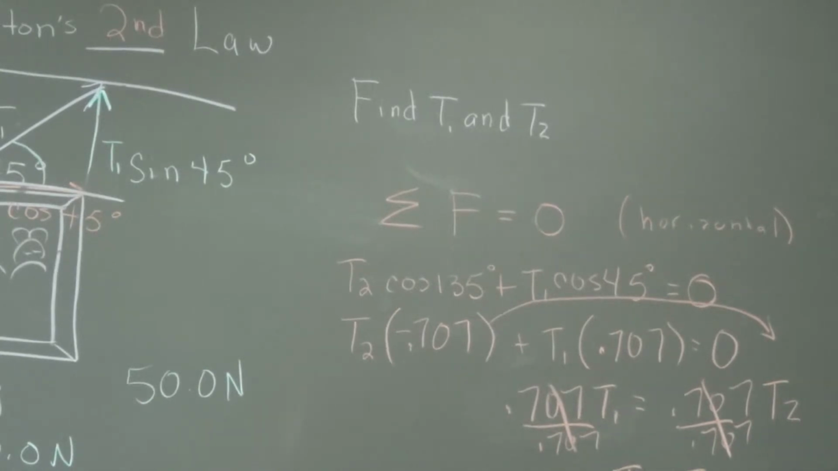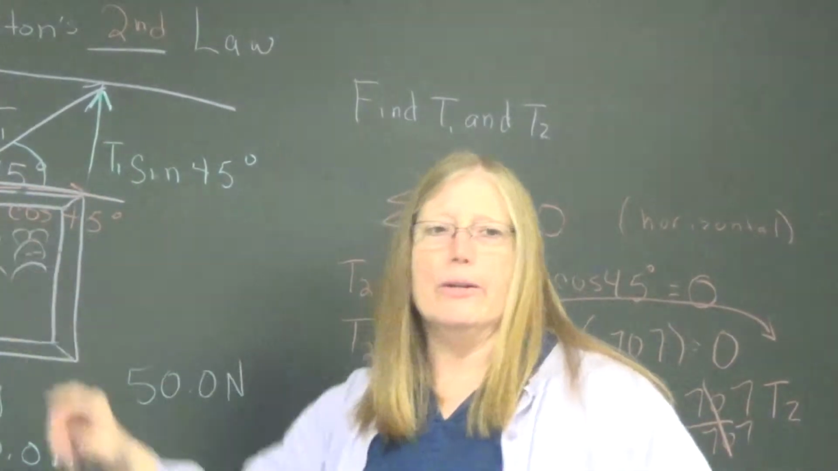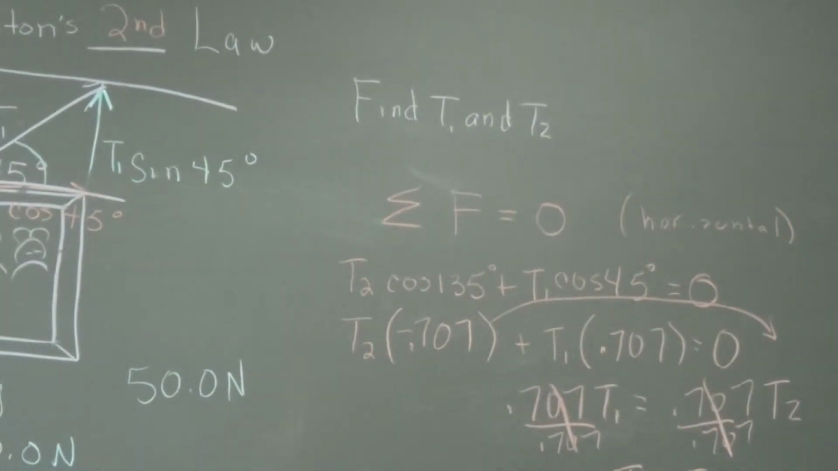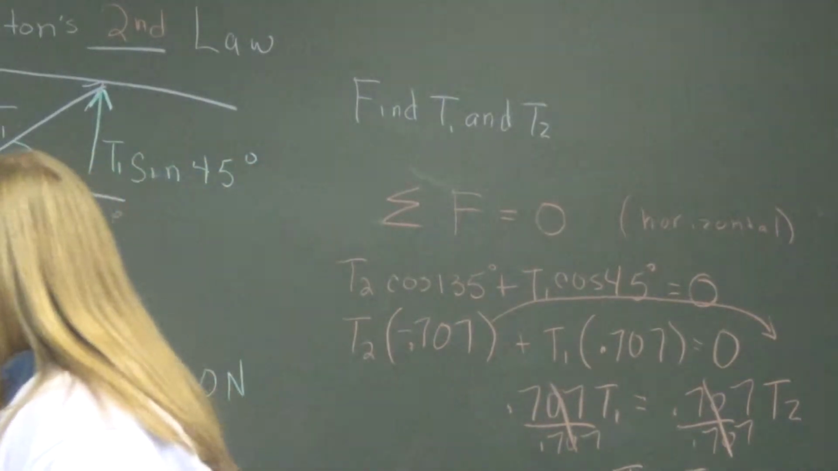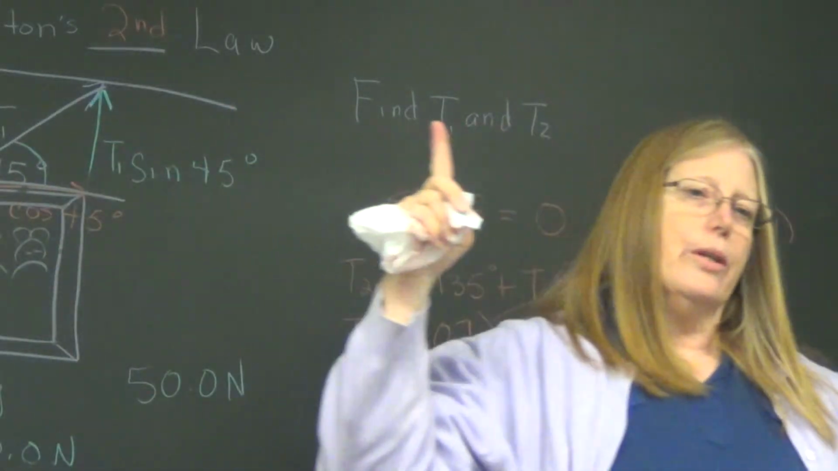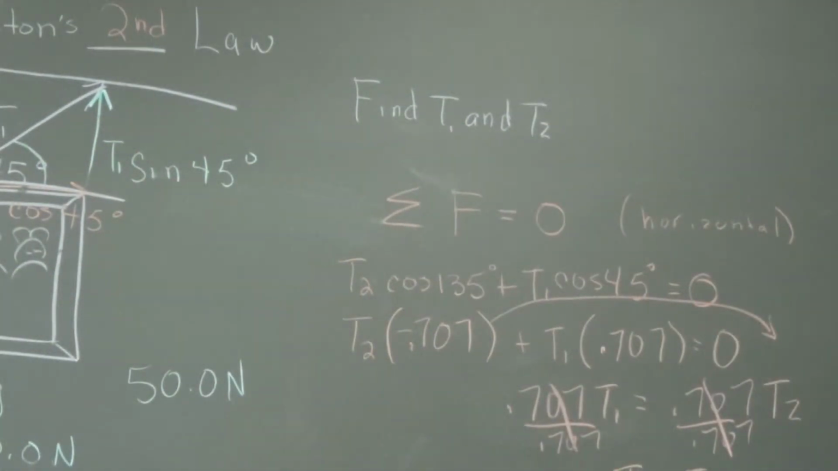But they won't always come out this simple, because on the next one we do we will have different angles. But this is a good starter problem. So I've got T1 equals T2, but that's not any kind of answer. So now I'm going to go to the vertical components and work there for a while. Again, the sum of the forces in the vertical direction is 0, because the object is not rising or falling.